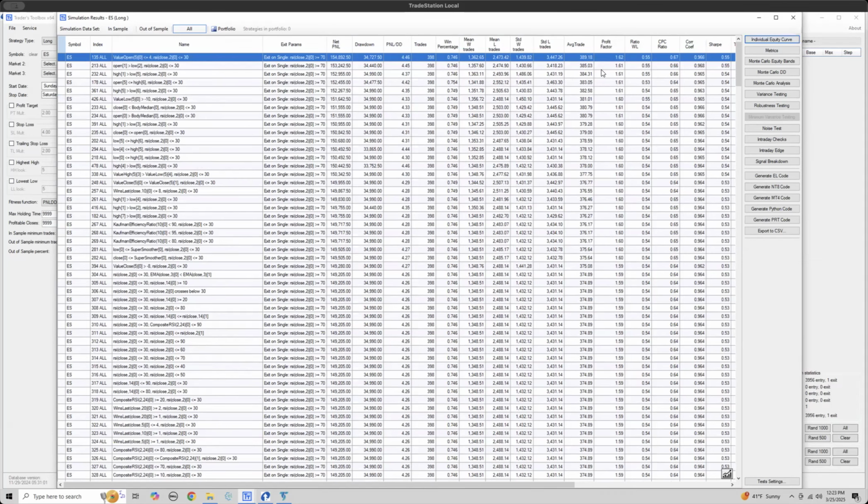Now, the other thing, which I'm not going to go into a lot of detail on, but of course, at this stage of the game, what I like to do is organize these by net profit versus drawdown.